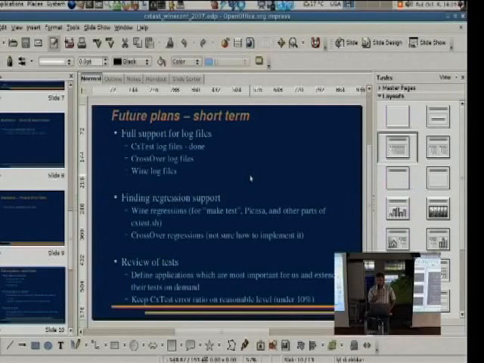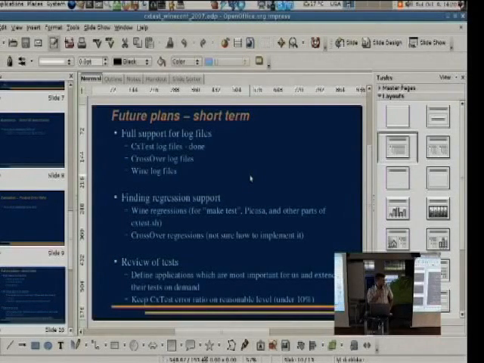Then there is the regression support. Wine regressions, it's quite easy to implement, and we already had it. But then we switched from CVS to Git, and we never had time to come back and fix the scripts to make it work again. Then we would like to support the CrossOver regressions, which is a problem on its own. Why it is, we will discuss on the next slide.